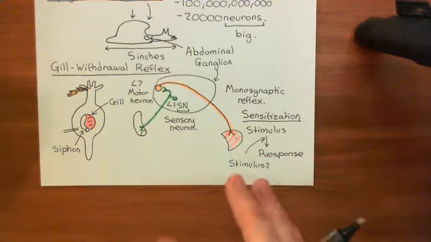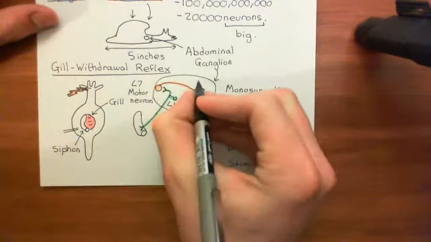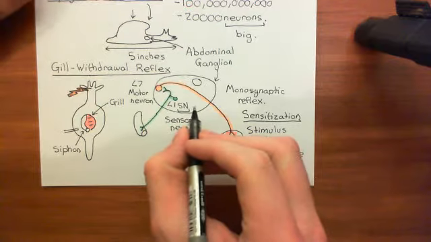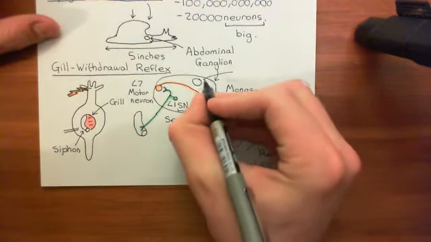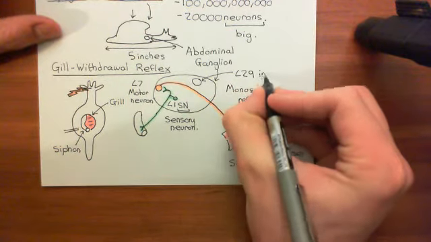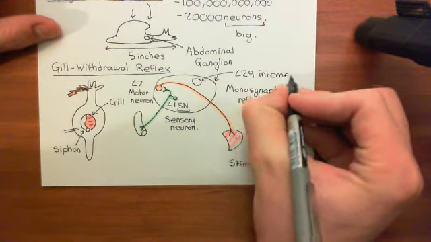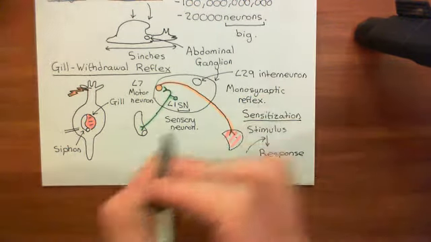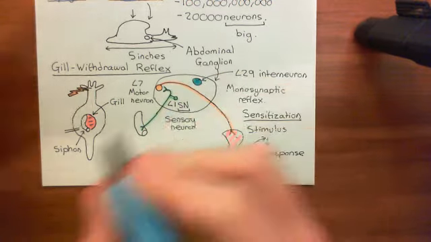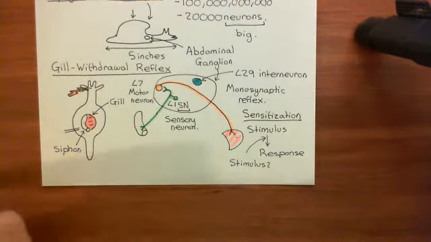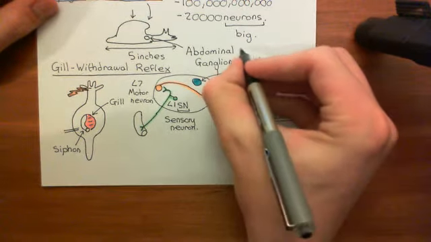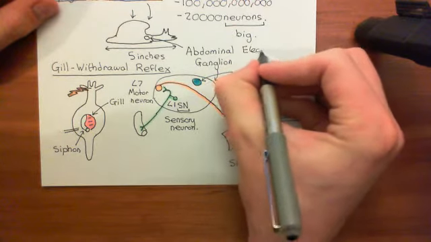Basically, there is another neuron within the abdominal ganglion of the Aplysia californica, and this is known as the L29 interneuron. So this is the L29 interneuron. I think I'll colour the L29 interneuron in blue. The L29 interneuron will become active once you've delivered an electric shock. So the electric shock causes the activation of the L29 interneuron.